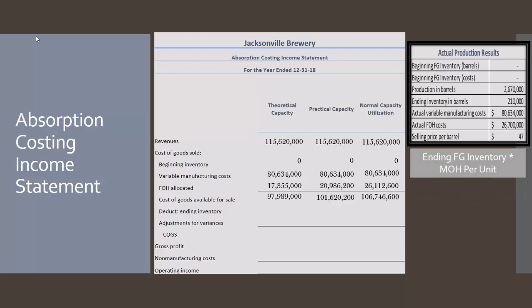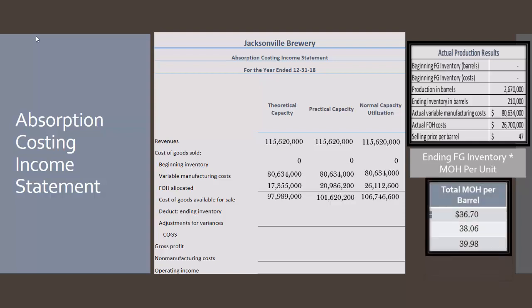Well, let's deduct out our ending inventory. To figure out your ending inventory, you're going to take your ending finished goods inventory in units and multiply it by your manufacturing overhead per unit. We figured out our total MOH per barrel. Under theoretical capacity, it was $36.70, and if we multiply that by the 210,000 barrels in ending inventory, we would have inventory with a value of $7,707,000 at the end of the year.